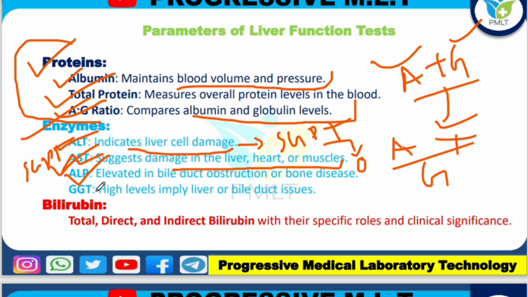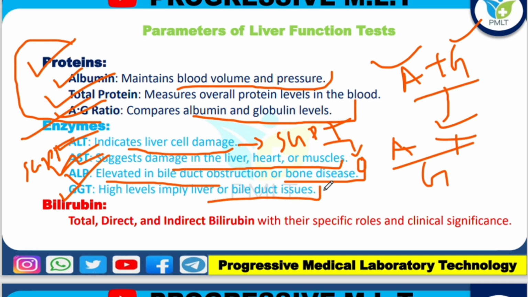An elevated level mainly detects bile duct destruction and bone disease. ALP is required for the formation of bone. After that, you will see another enzyme, gamma glutamyl transferase. It is high whenever there are bile duct issues, as well as when too much alcohol is being consumed. So that's all about the enzyme profile.